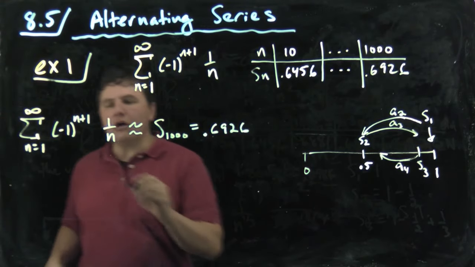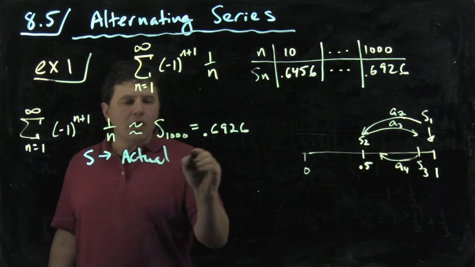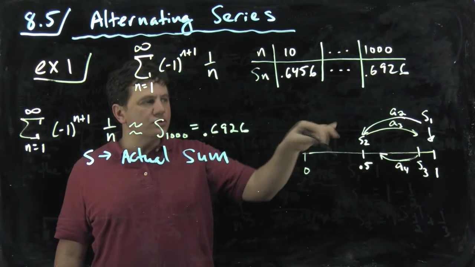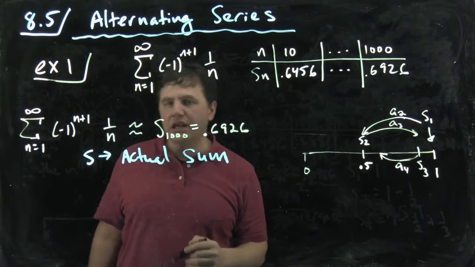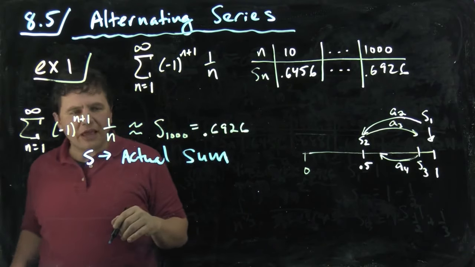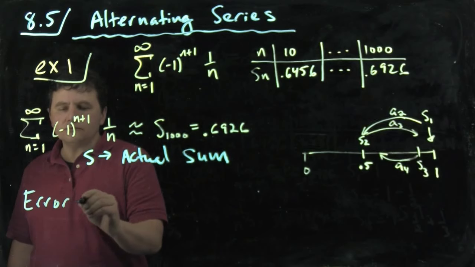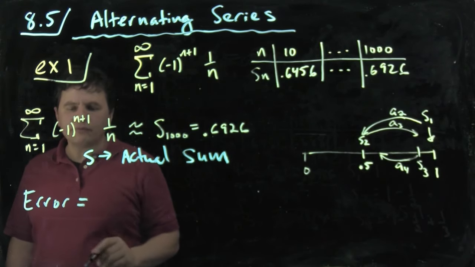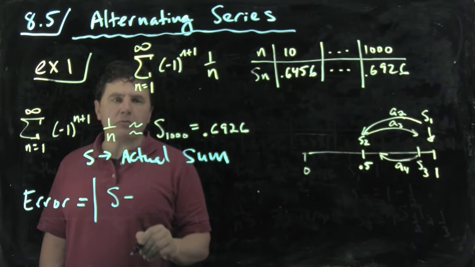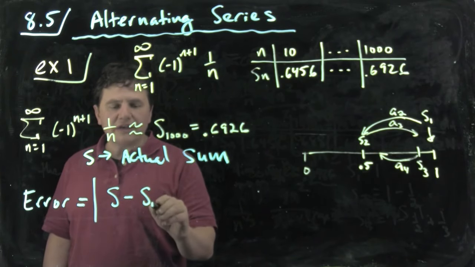So let's say we call S the actual sum. Now, we don't even have access to the actual sum here. We're just going to use this logic that we talked about before so we can at least know how far that is from the actual sum. So in this class, error is going to equal the absolute value of the actual sum minus our approximation. So in this case, our approximation is S sub n.